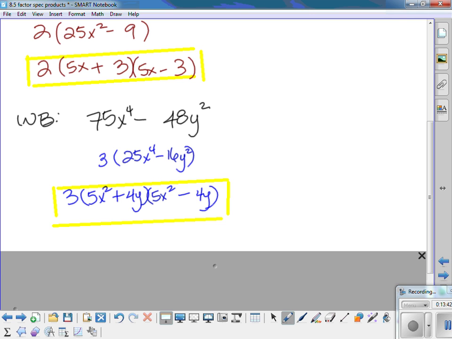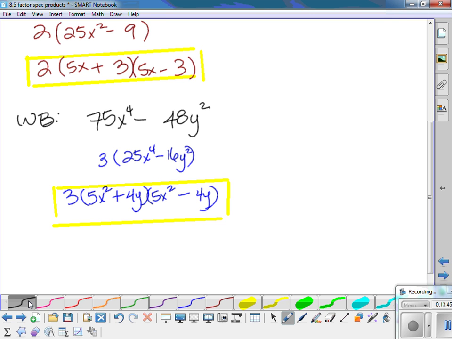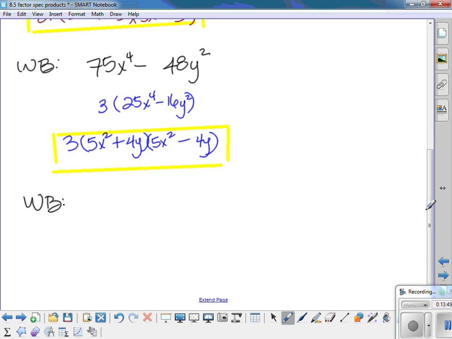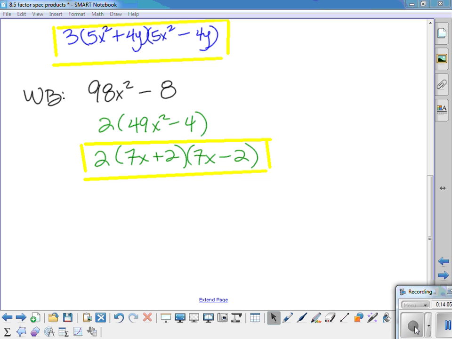All right, got one more for you guys. All right, give that one a try. All right, so you factored out the 2 and got 49x squared minus 4, and then you factor that into 2 times 7x plus 2 and 7x minus 2.